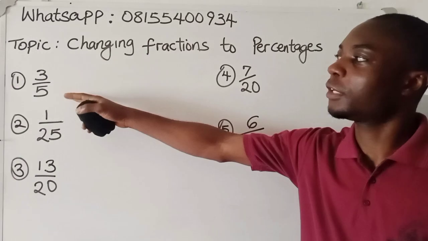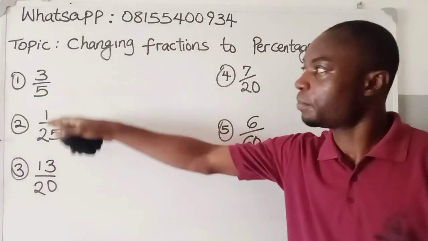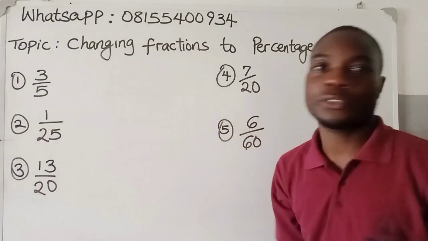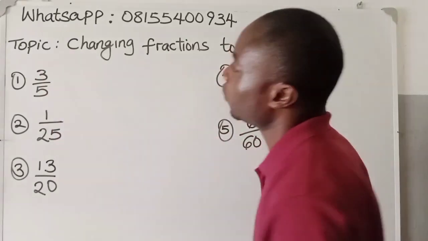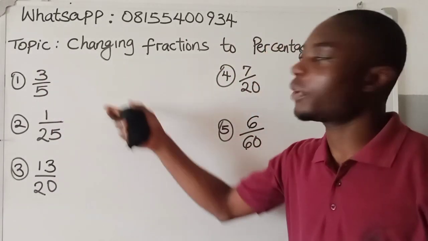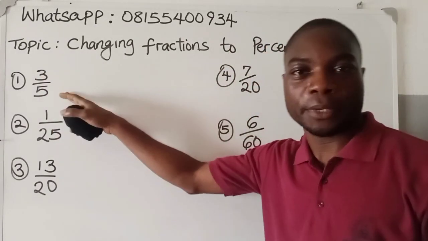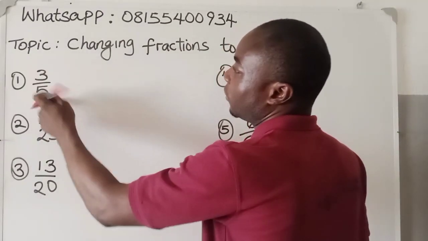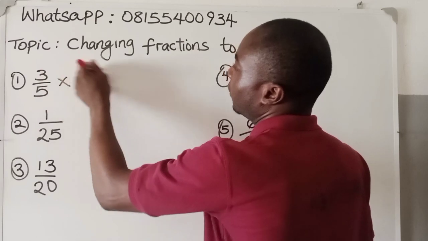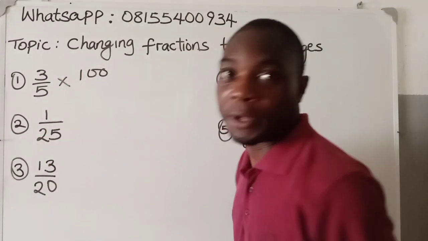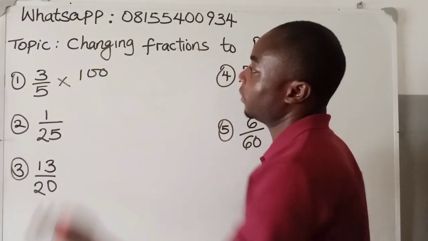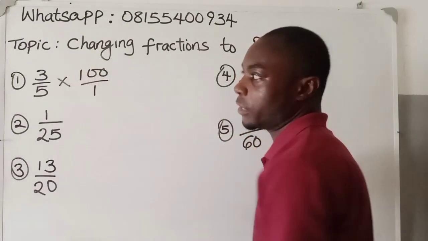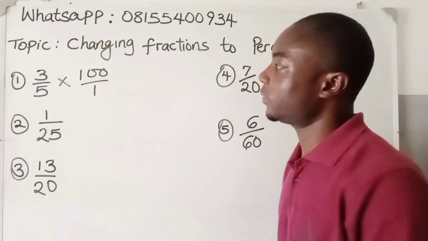So today we're going to be learning how to change fractions to percentage. For us to answer the first question, all we need to do is recall that in changing fractions to percentage, we multiply the fraction by 100. So what we just need to do is multiply this fraction by 100. And remember, the 100 can be 100 over 1 because every whole number is over 1.